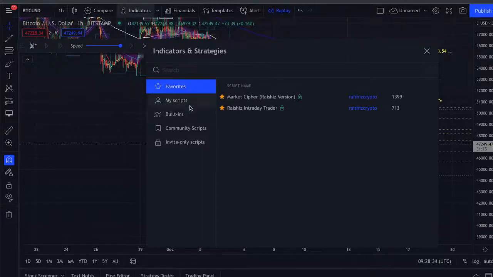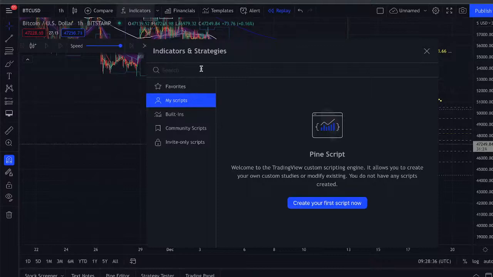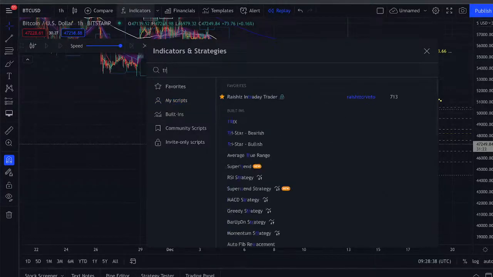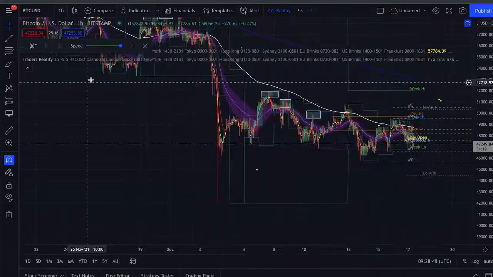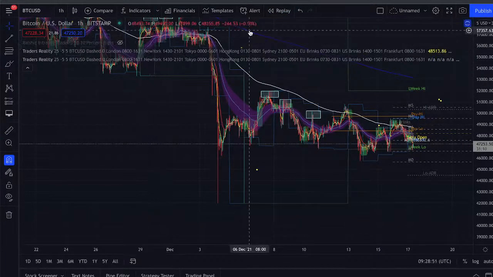What we're going to do is type in Traders Reality, Infernex. And what you need to do is add these indicators: press on them and add them. Now, these are not my indicators. They're not even Traders Reality's. We don't even know who the guy is that made those indicators. He didn't make them for TradingView. He made them for another program called MetaTrader, and that was for Forex.